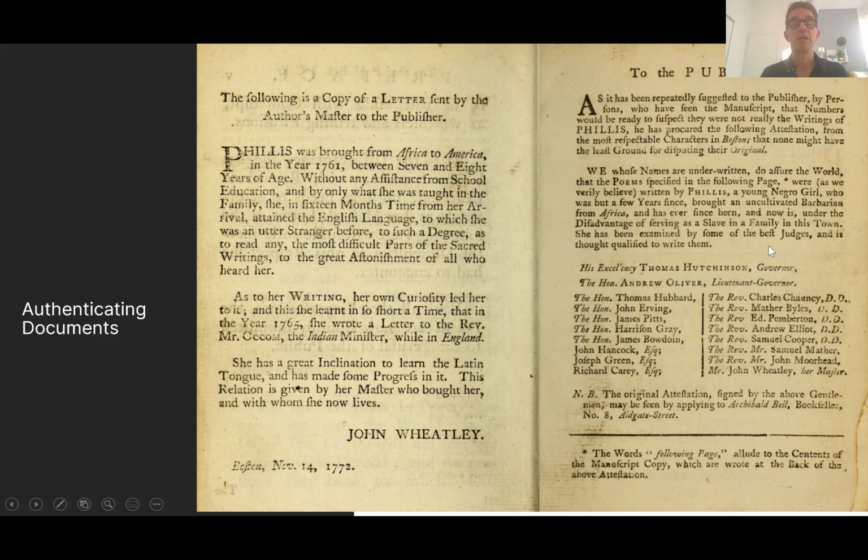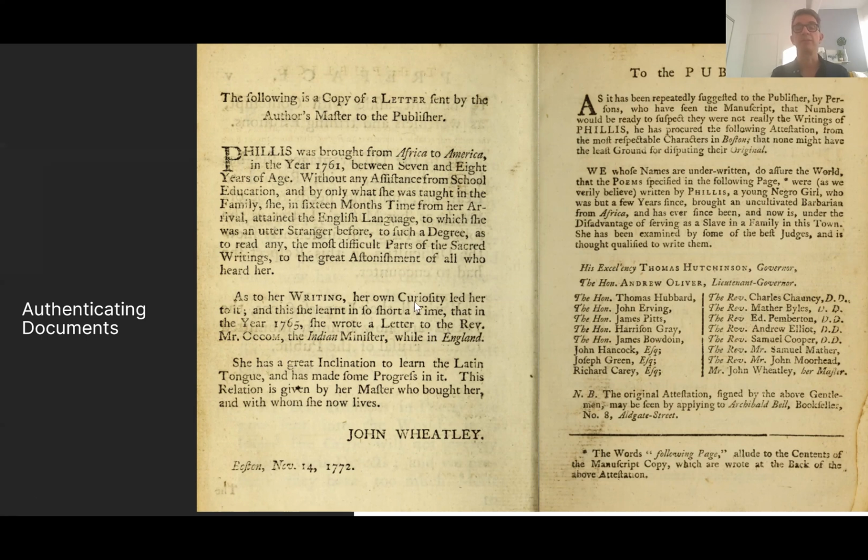So we can only imagine what it would have been like to be questioned by these distinguished and powerful white men, who are there to assure themselves that this teenager, or woman in her early 20s perhaps at that point, who was Black, had written these poems. It must have been enormously uncomfortable. And I'm really struck by this phrase, an uncultivated barbarian. Have that in mind when we finally get to the poem we're going to talk about in this slideshow.